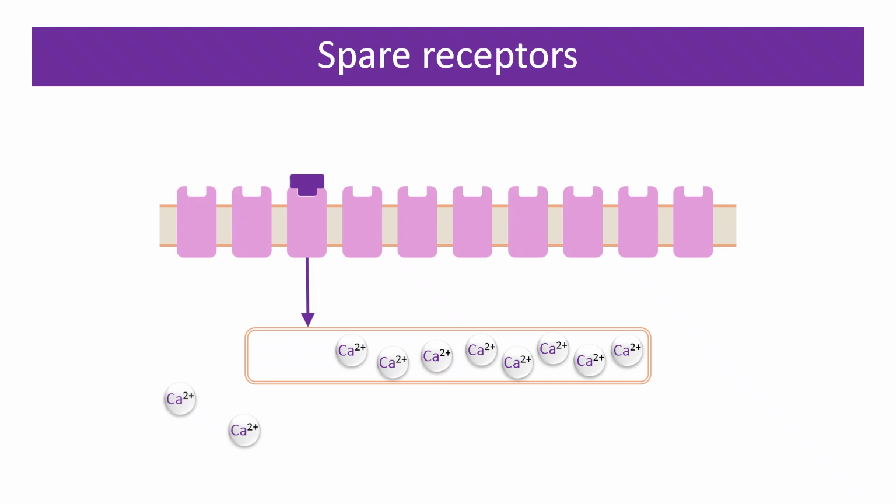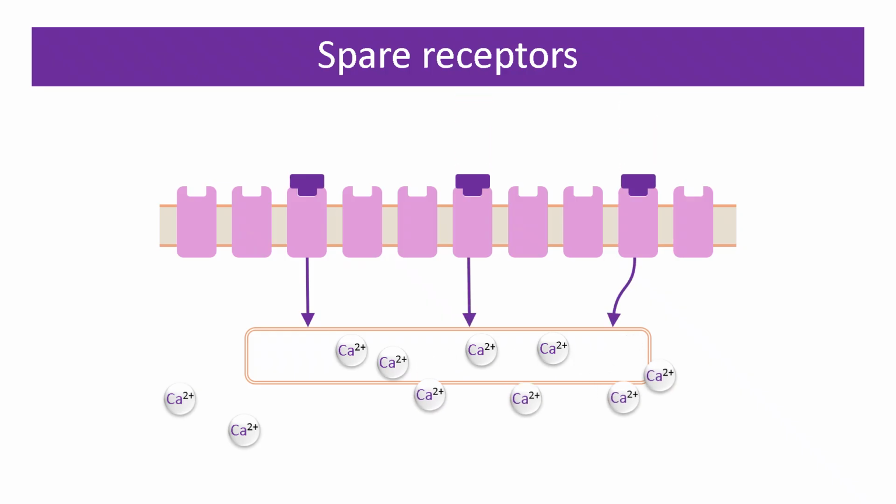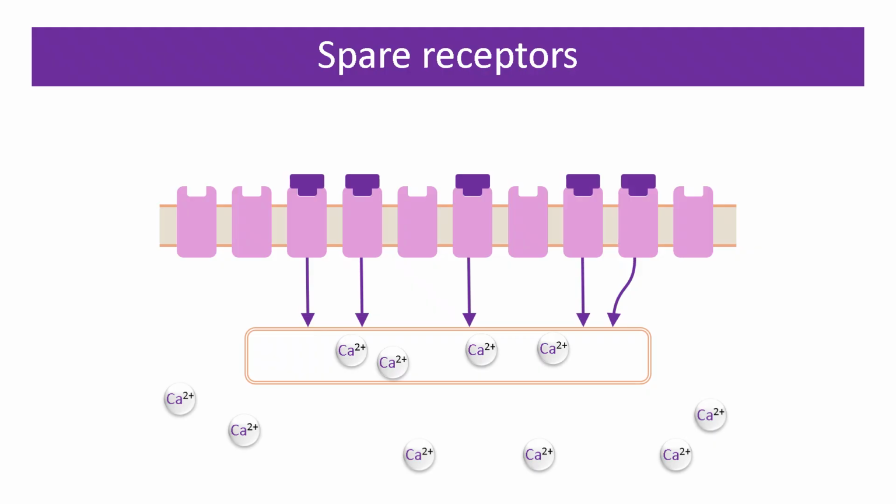As the agonist concentration increases, more receptors are activated and more calcium is released. However, this process has a limit. At some point, the calcium store becomes empty. This can occur while a substantial proportion of the receptors are still unoccupied by agonist. Those receptors are therefore not required for the agonist to produce the maximum response. They are called spare receptors.